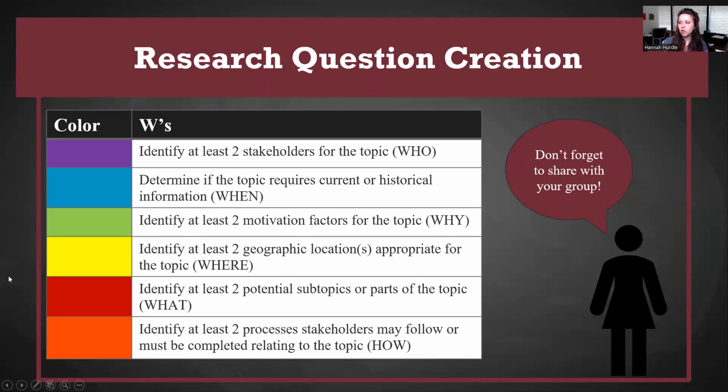And then they're going to determine if the topic requires current or historical information. Are they looking at mental health in 2022? Do they want to see when it started, or when literature started really being published about it, things like that. Do they need to identify at least 2 motivation factors for the topic? So why is the mental health of college students being affected?